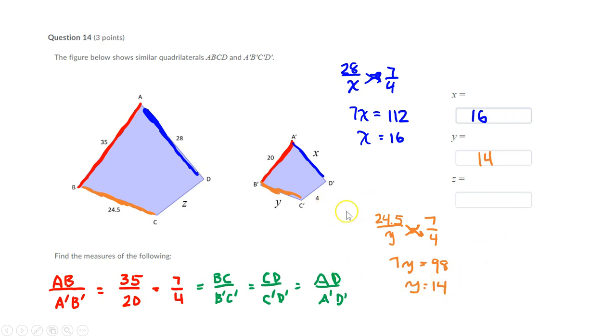On the last one, same setup. I'm looking for CD. CD is involved in this one up here. So when I set up the ratio, z over 4 should equal 7 over 4, which is pretty easy. I don't even have to cross multiply. Like 1 over 4 equals 7 over 4. Well, z has to be 7. So that one's pretty straightforward.